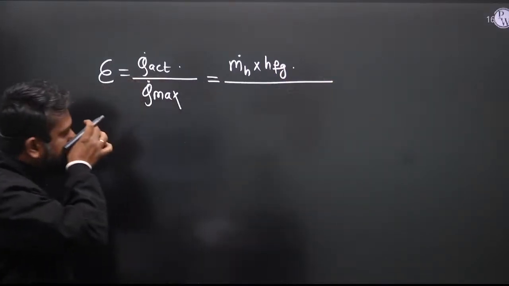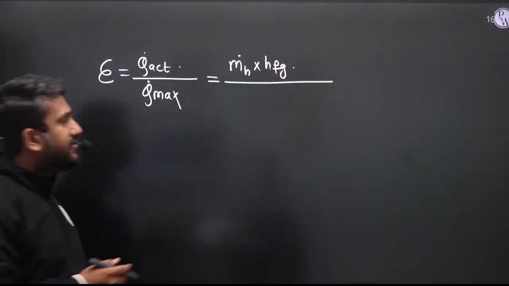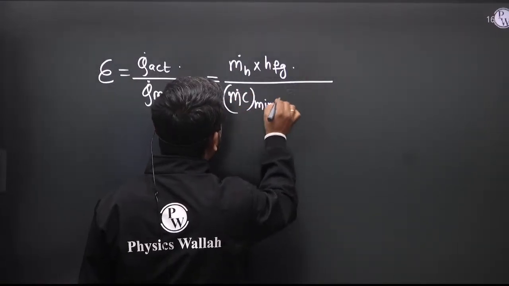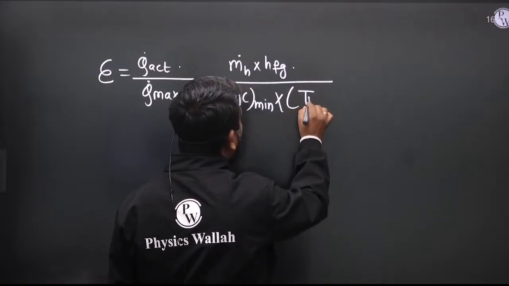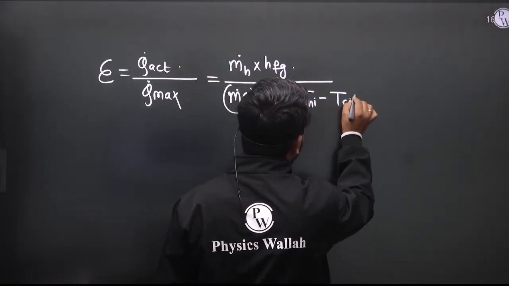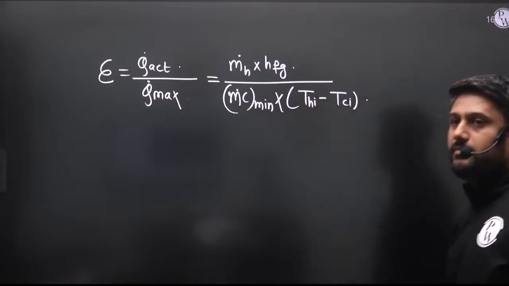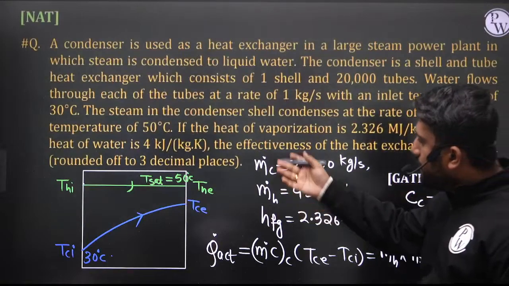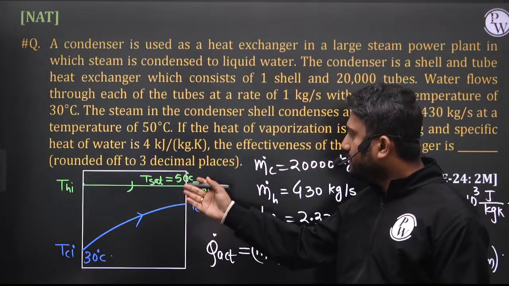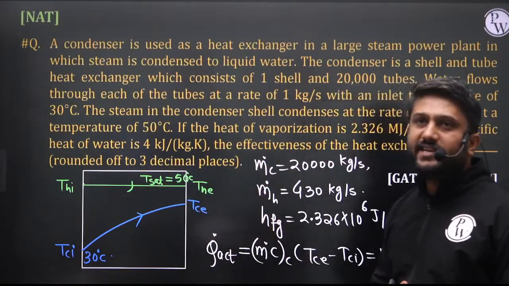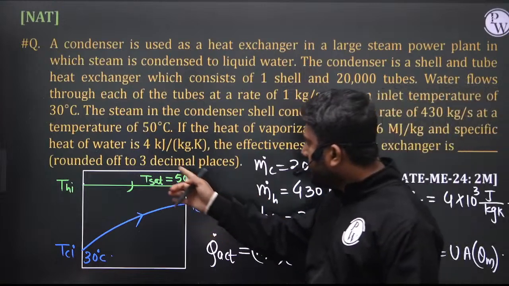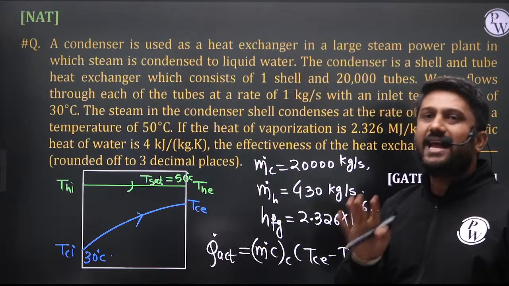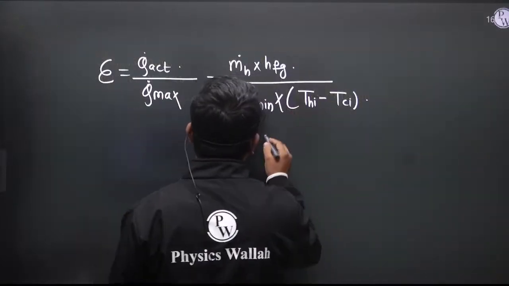Correct. Now what is the maximum possible heat transfer? To get the maximum possible heat transfer, it is the minimum heat capacity rate into the hot fluid inlet temperature minus the cold fluid inlet temperature. And the minimum heat capacity rate is for the water, because in this case the maximum heat capacity rate is for the steam. The maximum heat capacity rate is infinite, and that is for the steam. So the minimum heat capacity rate is for the water.